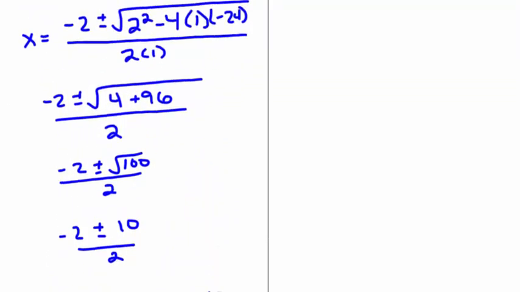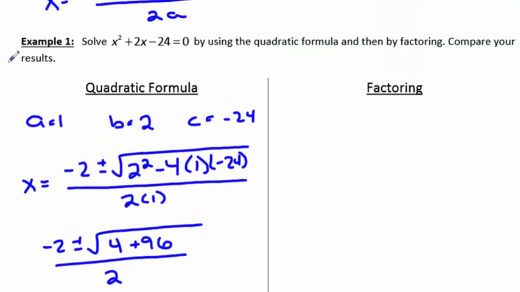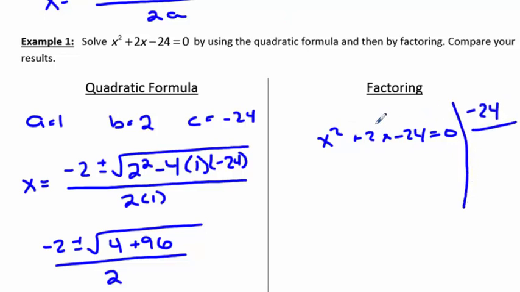Let's go back and look at that same equation, but let's look at it using factoring. This equation is x squared plus 2x minus 24 equals 0. And if I want to factor that, I'm going to use my negative 24. I'm going to break it into two numbers that are going to add or subtract to 2. And I know I need one positive and one negative with a larger positive to get a 2 in the middle.